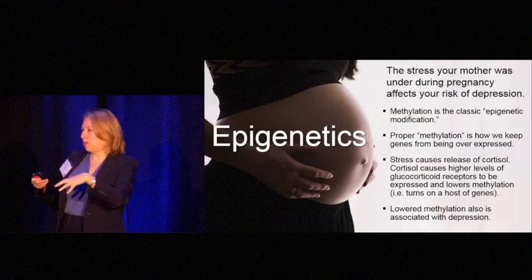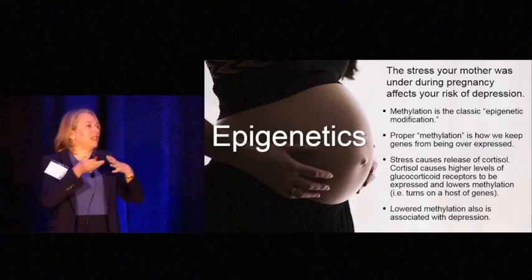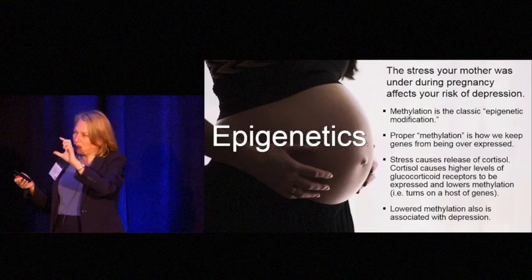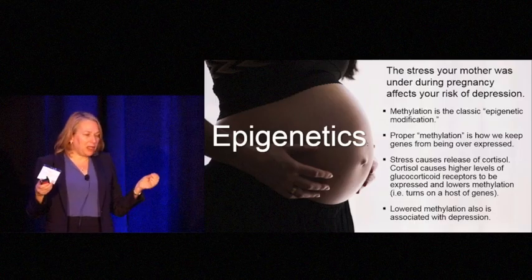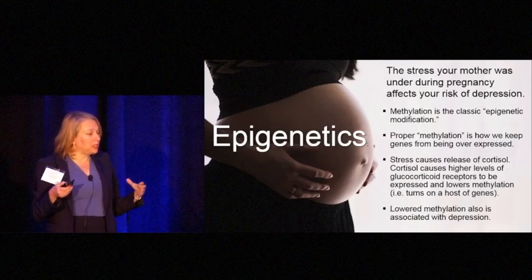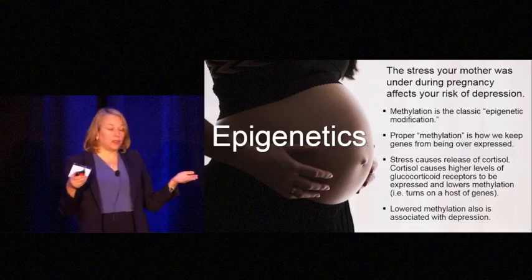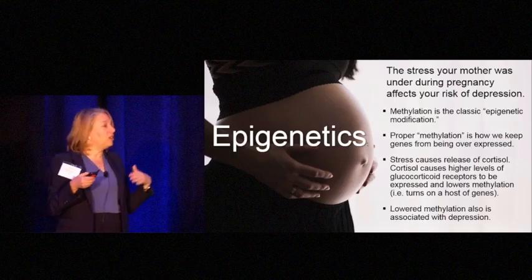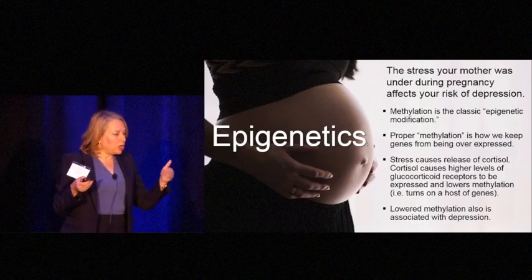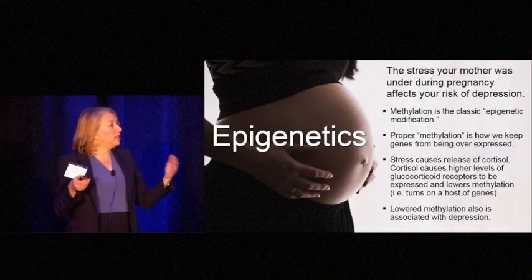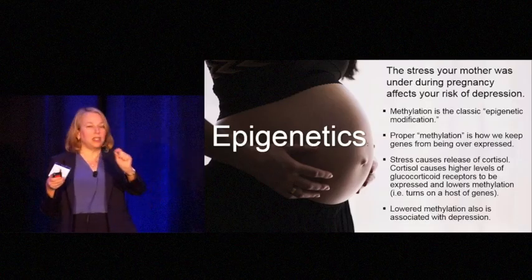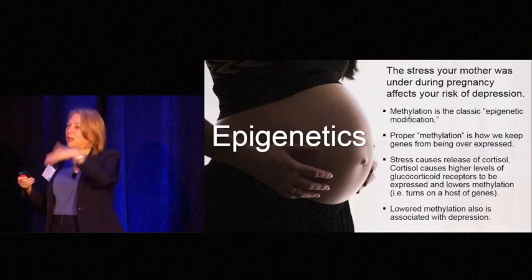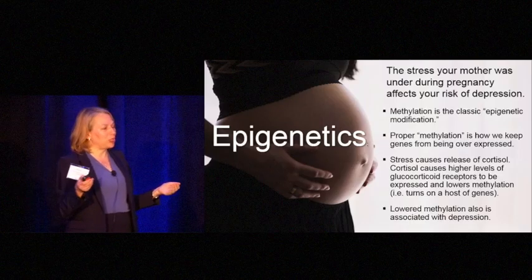You have tumor suppressor genes, you have all kinds of genes. Throughout the genome, genes can be turned on and off. And so proper methylation is how we keep genes from being overexpressed. Stress causes release of cortisol, and cortisol causes higher levels of glucocorticoid receptors to be expressed, and also lowers methylation of a host of genes. And lowered methylation is associated, again, with effects not only in the person having the lower effects, but generations to come, even up to the grandchildren.